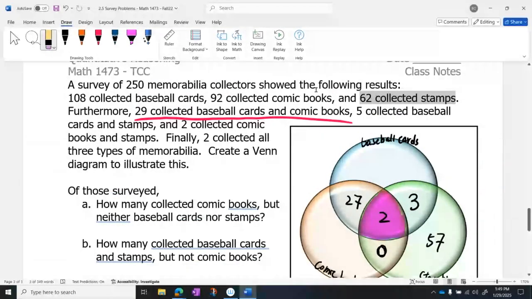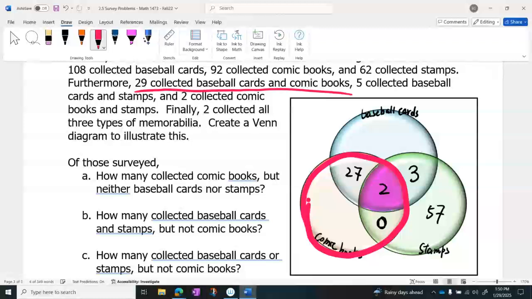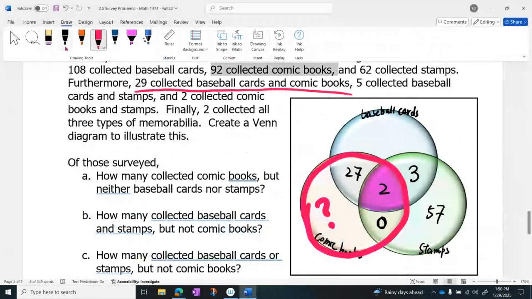The information in front of that is 92 collected comic books. So we should have 92 elements in that circle, right? Then how many in this region? Like the pink part inside the circle, how many are there? 63. Do you have 63? Yeah, exactly. Perfect. You guys are doing great.